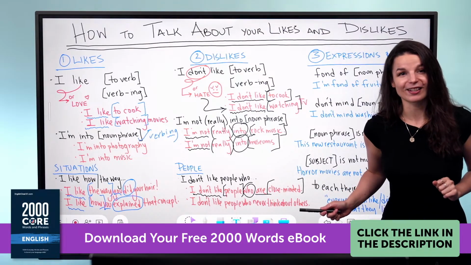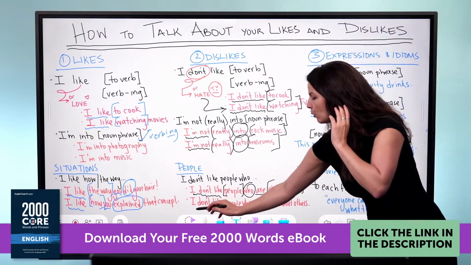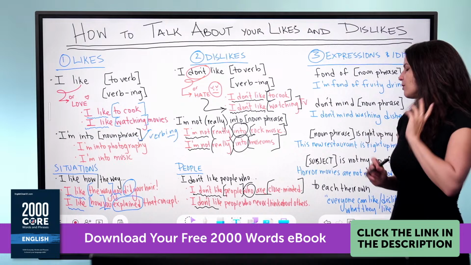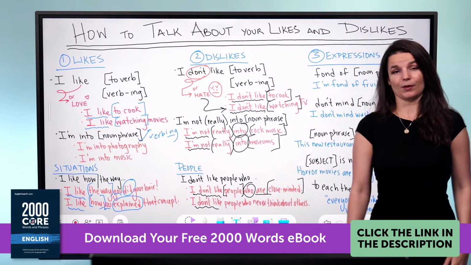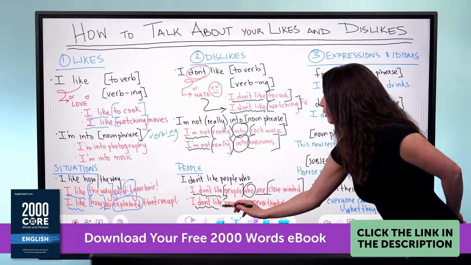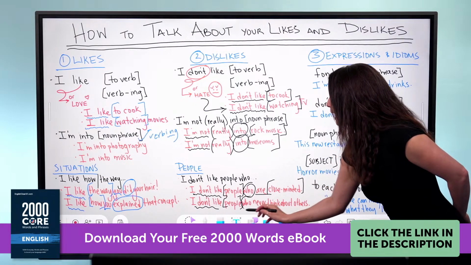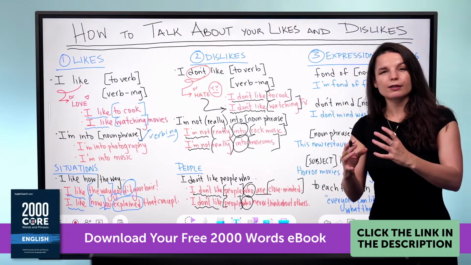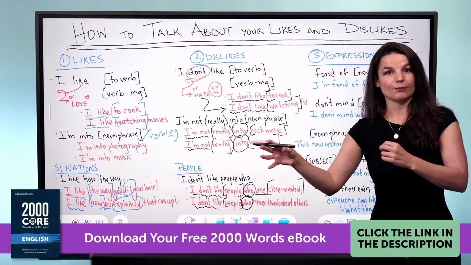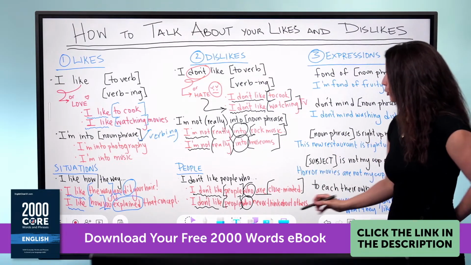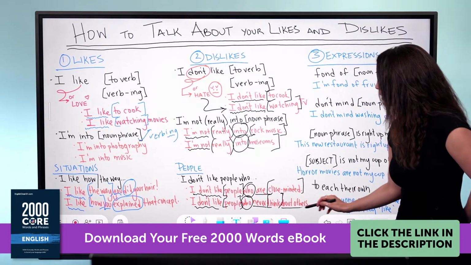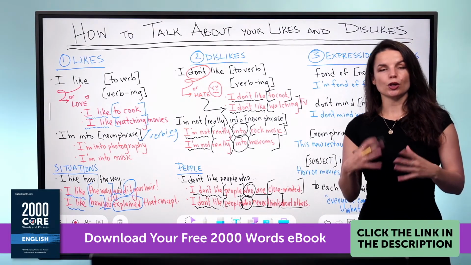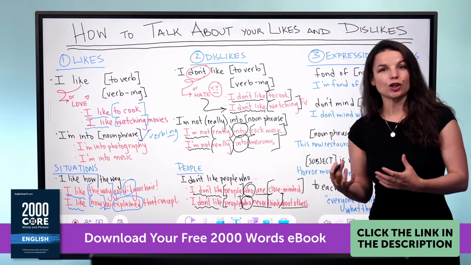Let's look at the second example of this. I don't like people who never think about others. Okay? Let's break this one down. I don't like people who. Again, we have who. So this marks kind of the quality in the person. People who never think about others. So in this situation, we're talking about an action we dislike.